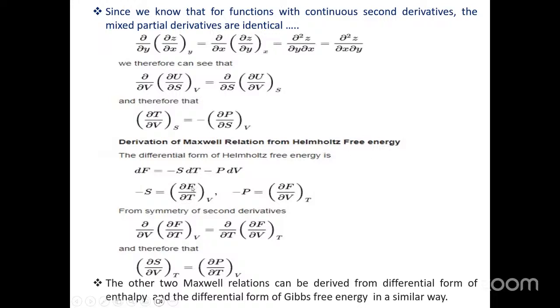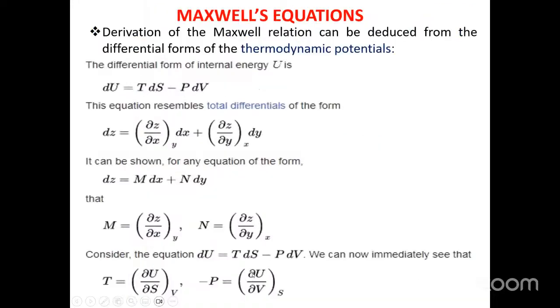For that F I am using that word, right? Here, same equation I am applying here. dF is equal to minus S dT minus P dV. S is equal to dou F by dou T suffix V, minus P is equal to dou F by dou V. See, this is the Helmholtz equation, sorry, the internal energy equation.